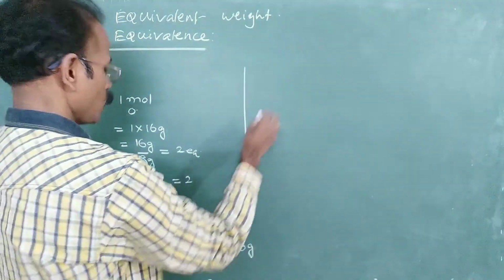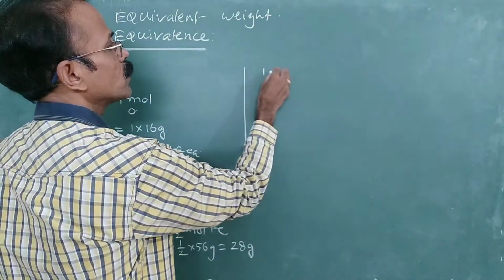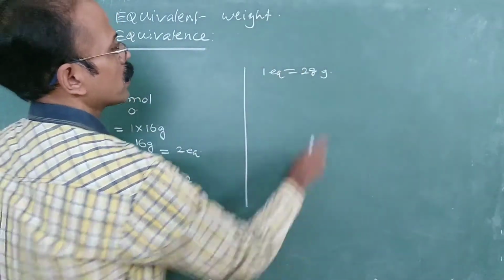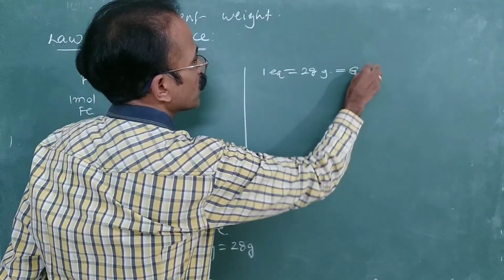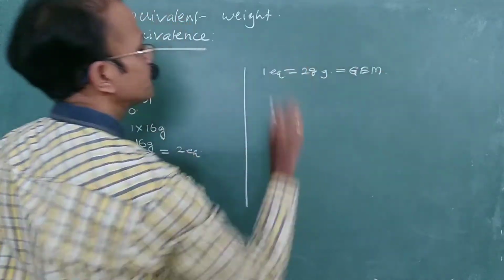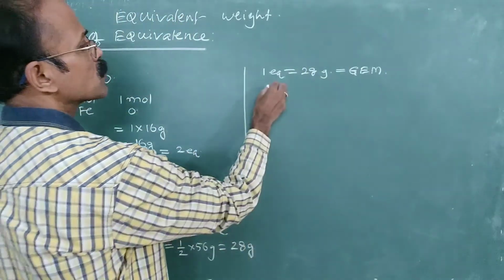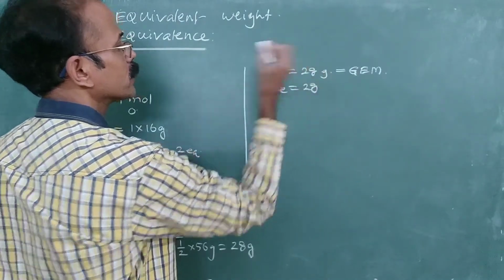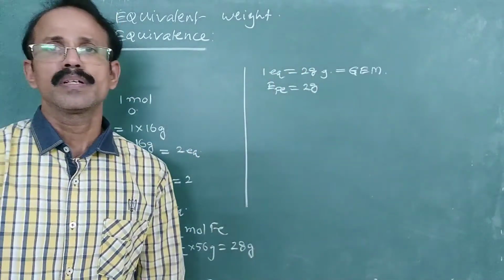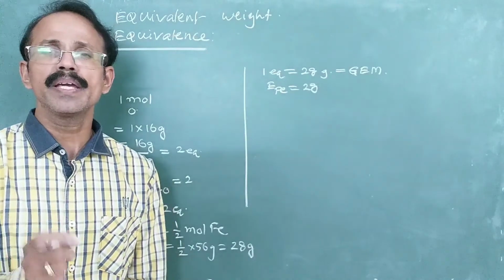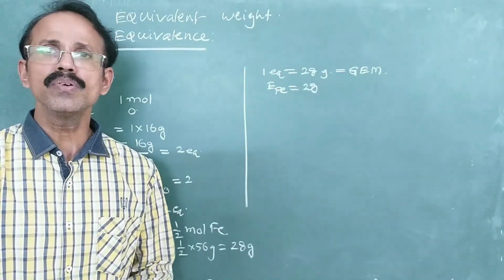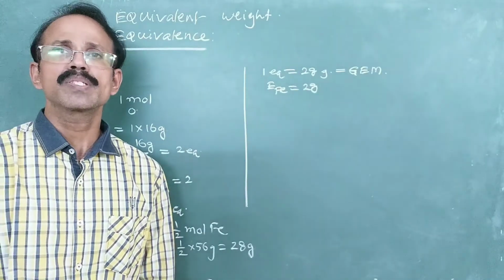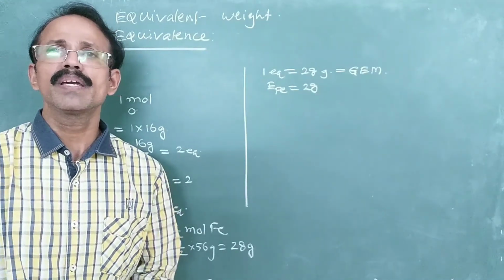So 1 equivalent is equal to 28 gram, or that is equal to gram equivalent mass. So what is equivalent mass now? Equivalent mass of iron is equal to 28. Gram equivalent mass is 28 gram and equivalent mass of iron is equal to 28. So that is how equivalent mass of an unknown element can be calculated.